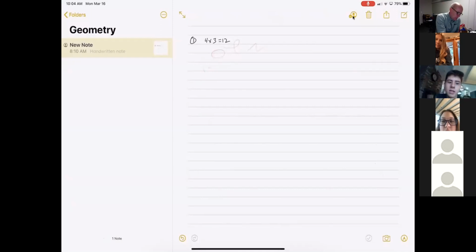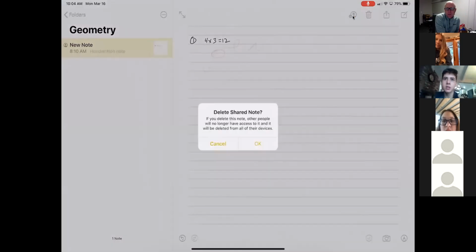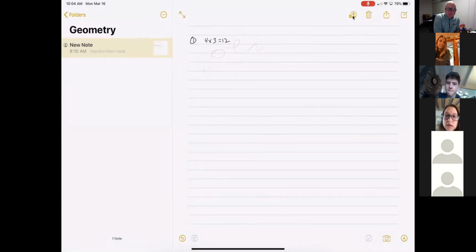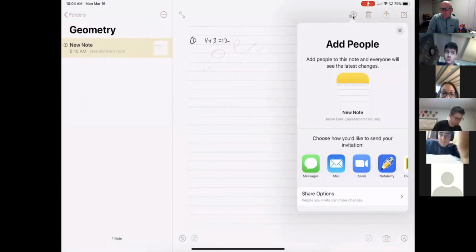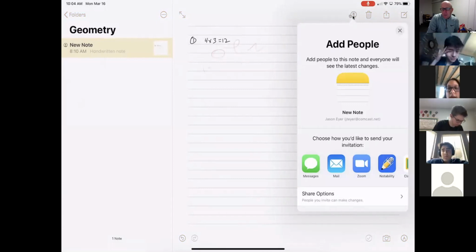So see this little dude up here? If you push that little guy up there, you can share your notes with me right there. So if you have an iPad, share it that way.